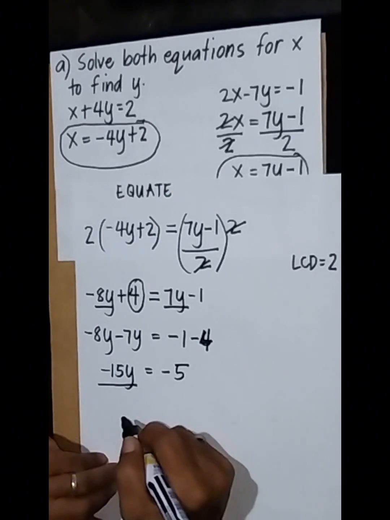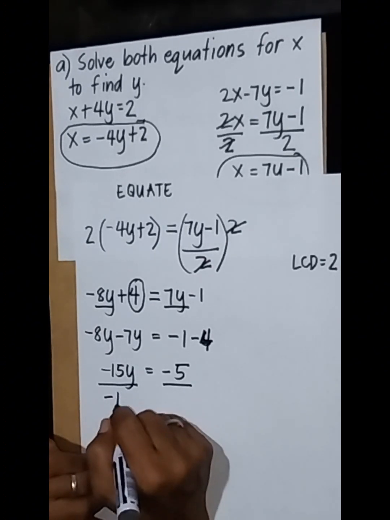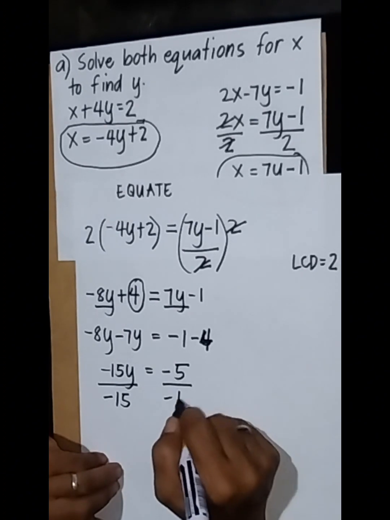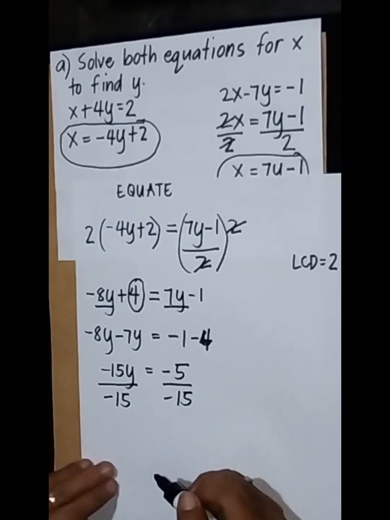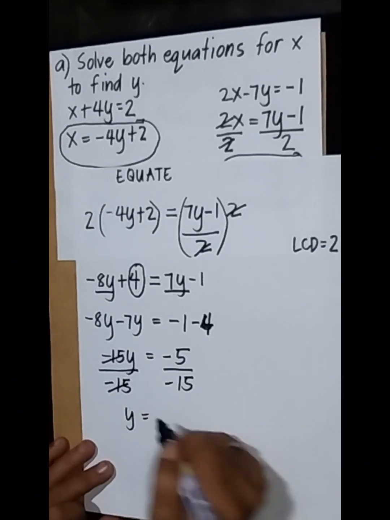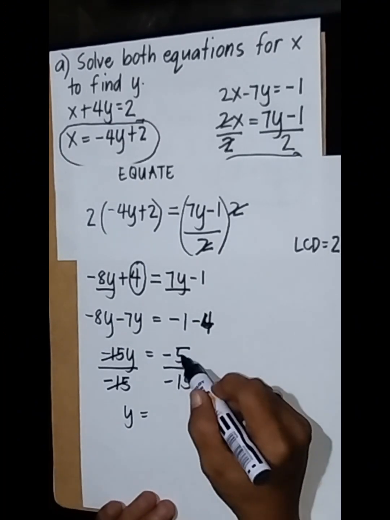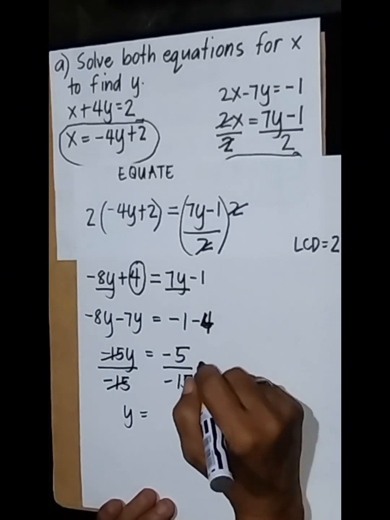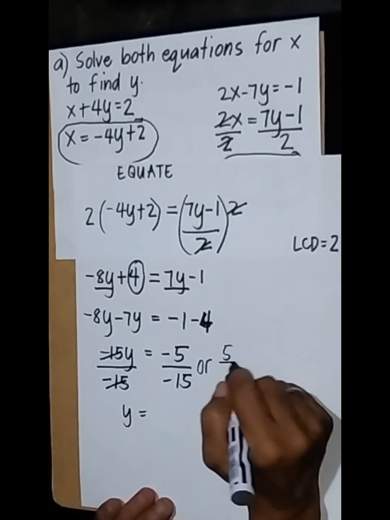Pang magiging equal po itong negative 15y equal to 1. So, we divide both sides by negative 15. So, negative 15y divided by negative 15 is 1y or y equals negative 5 over negative 15. So, kunin po natin ang GCF sa 5 and 15. Magiging positive na po sila. So, 5 over 15.